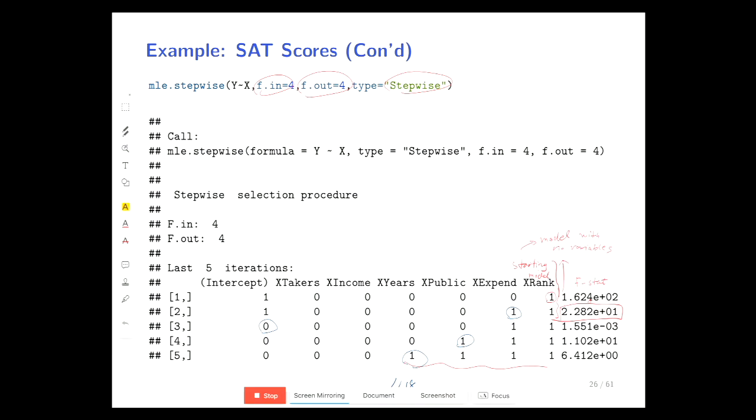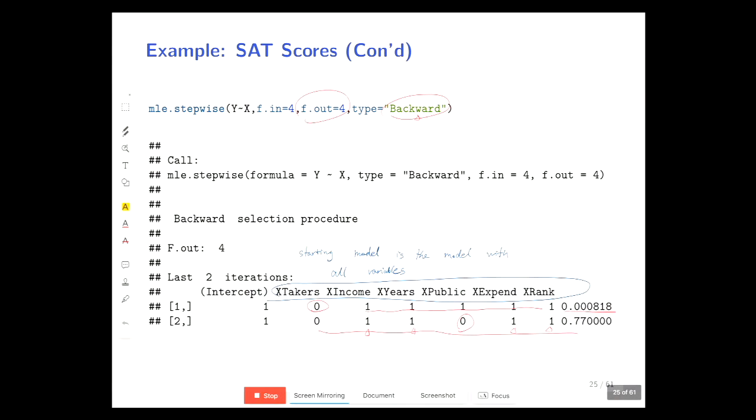If you have a look at this output, the meaning of variable selection here is that, for instance, in this example, we have a lot of variables. We have 5 variables: income, year, public, expenditure, and rank. However, we only want to select a subset of these variables, so we only need to consider several of them. The result here is that we only select income, years, public, not public because it's 0, sorry.